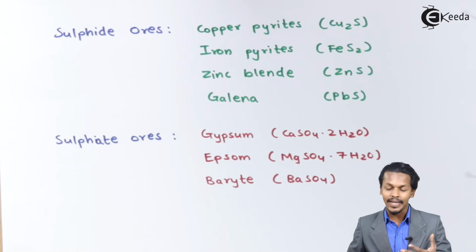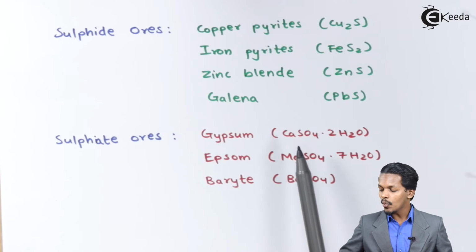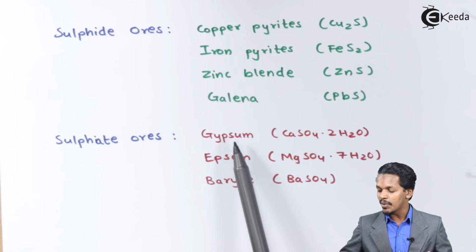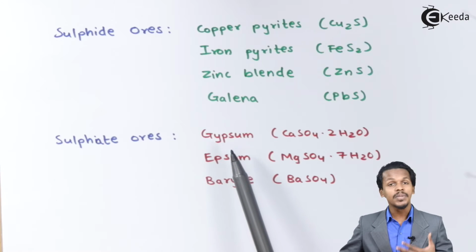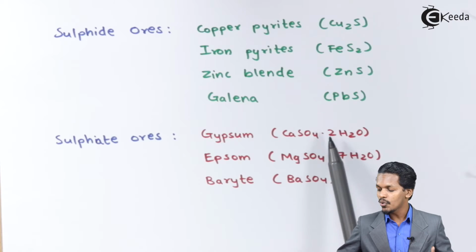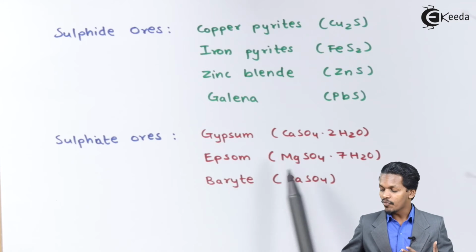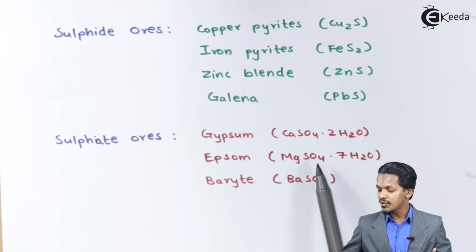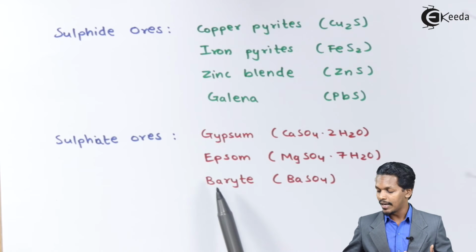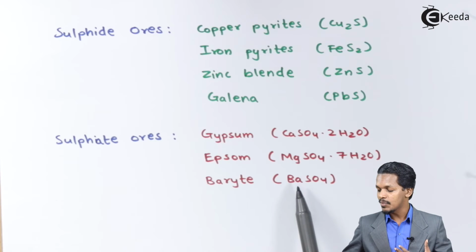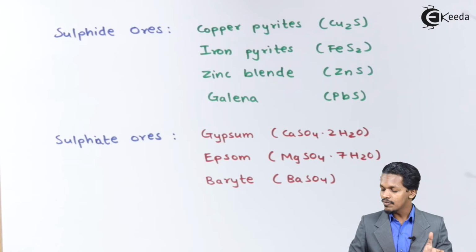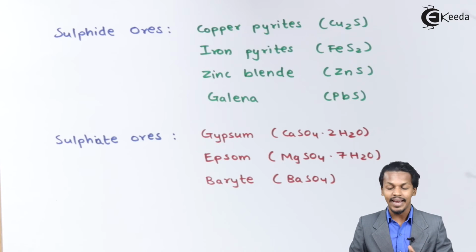And talking about the next one, that is sulfate ores. Sulfur can be obtained from gypsum, which has the molecular formula CaSO4.2H2O. Along with that we have Epsom salt, with the molecular formula MgSO4.7H2O. Along with that we have barite, which is BaSO4. So this is what we can obtain sulfur from, and those were the points related to the occurrence and the ores from which we can obtain sulfur.